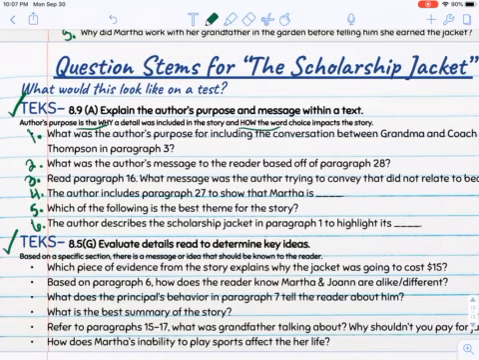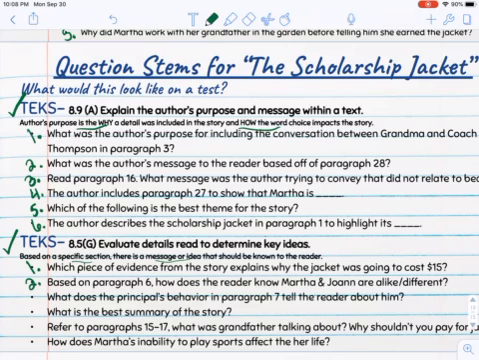The next skill. Evaluate details read to determine key ideas. Based on a specific section of the story, there is a message or an idea that should be known to the reader. We're looking for those. 1. Which piece of evidence from the story explains why the jacket was going to cost $15?